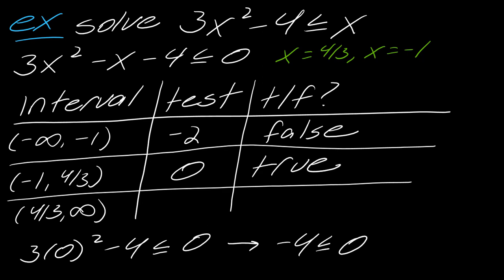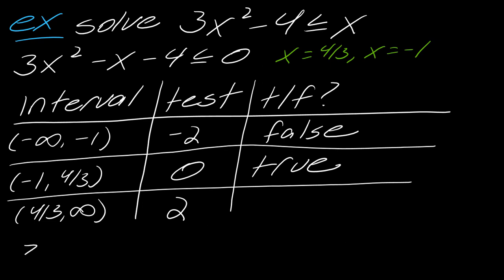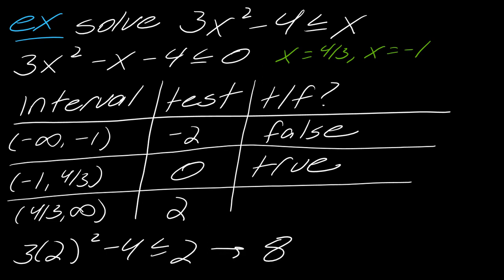And then for my last point, 4 over 3 is like 1 and 1/3. So the next largest number I can come up with is 2. And so if I choose 2, let me clear some space. And so then I get this statement, and if I work this out, I get, let's see, 8 is less than or equal to 2, which is also false. And so now you see that in this particular example, we just have the one interval that worked out as our solution, which is totally fine.